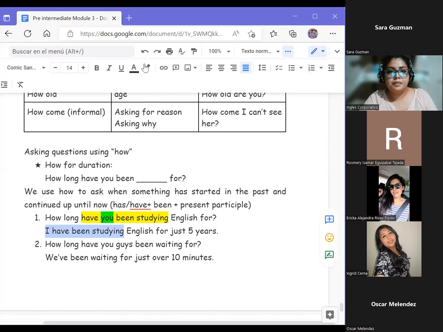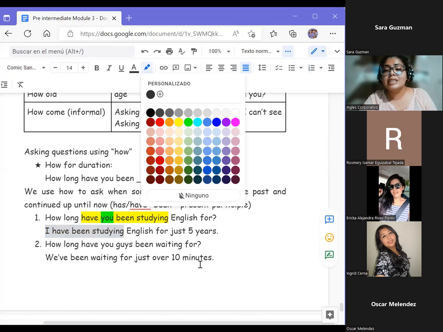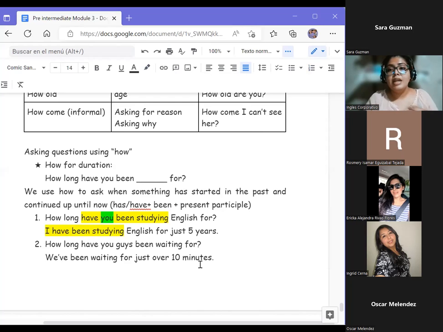this one. But it's almost the same. En este caso, cuando vayamos a responder, vamos a utilizar la misma estructura, así como se ha utilizado en la pregunta para hacer nuestra respuesta.